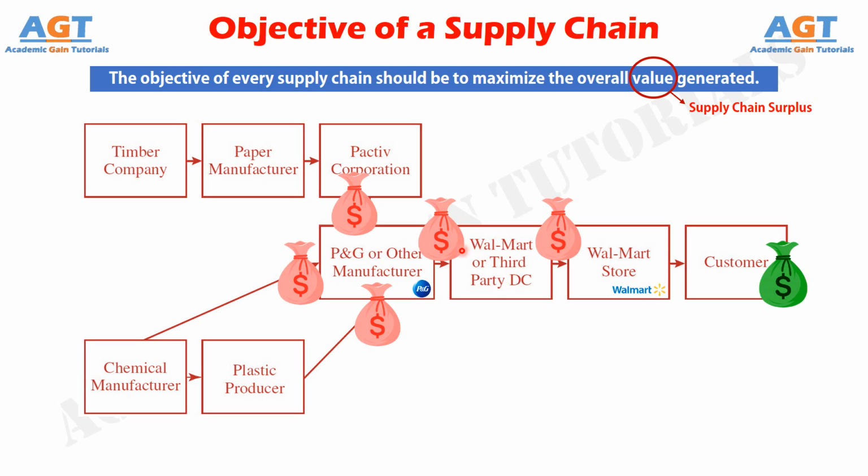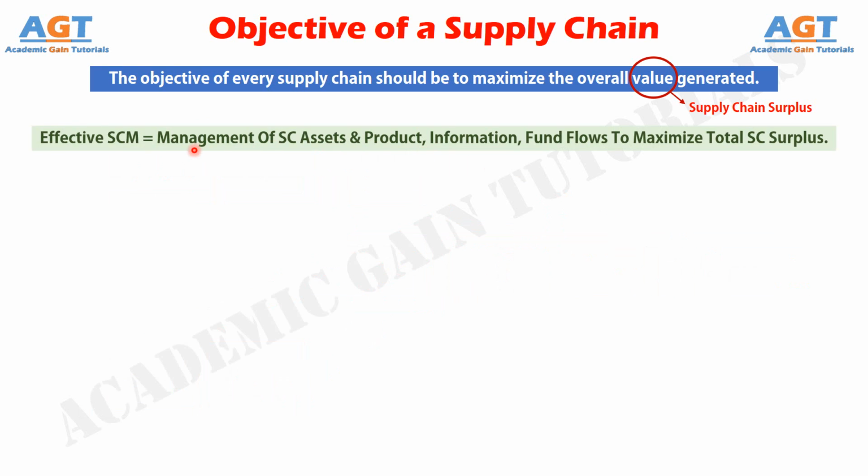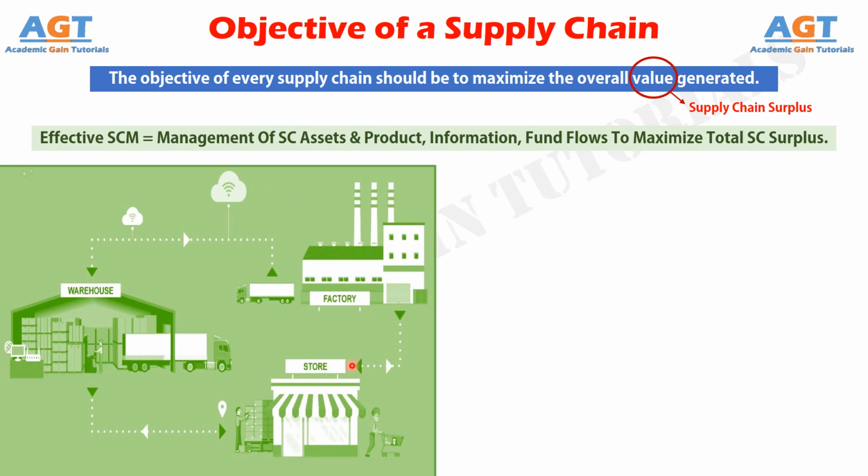All flows of information, product, or funds generate costs within the supply chain. Thus, the appropriate management of these flows is a key to supply chain success. Effective supply chain management involves the management of supply chain assets and product, information, and fund flows to maximize total supply chain surplus. A growth in supply chain surplus increases the size of the total pie, allowing contributing members of the supply chain to benefit. For our discussion, we will have a strong focus on analyzing all supply chain decisions in terms of their impact on the supply chain surplus.